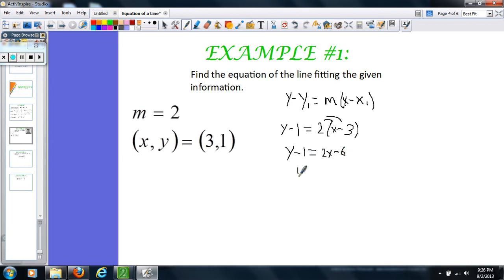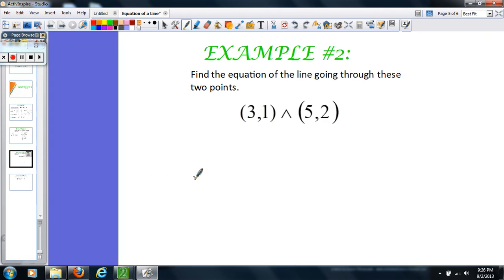Now I'm going to add 1 to both sides to get the y by itself. As a refresher, when you're solving, I can't add 1 and 2x together because they aren't like terms. So that's 2x, and I'll add my like terms. Negative 6 plus 1 is minus 5. And here is the equation for our line. This line contains this point and it has a slope of 2.